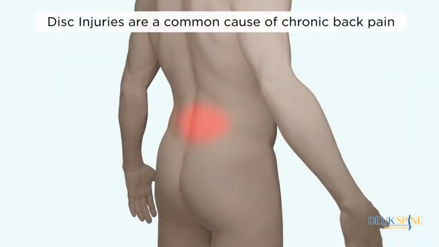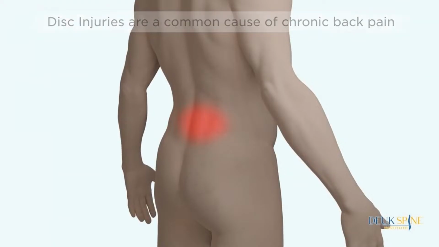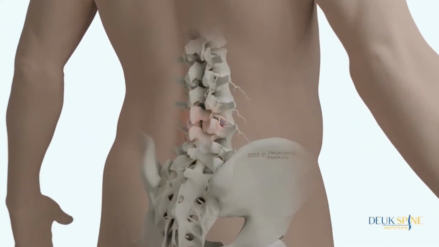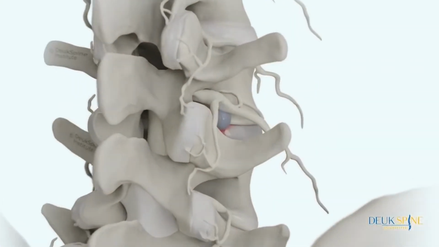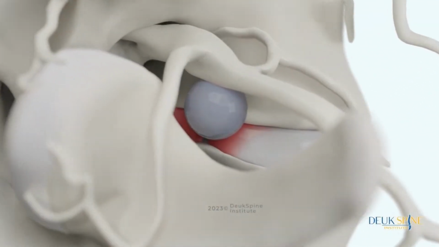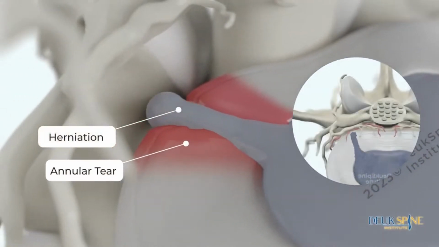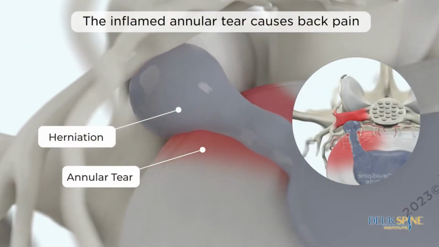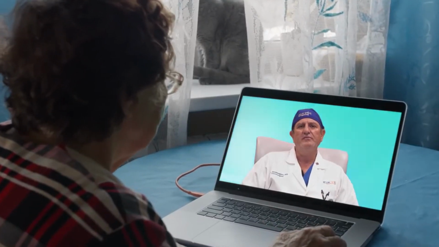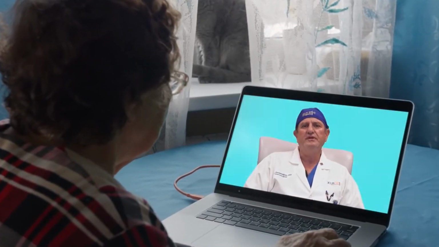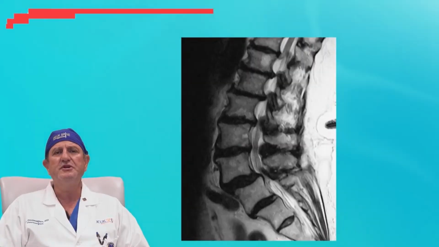Disc injuries are a common cause of chronic back pain. The inflamed annular tear causes back pain. Hi, I'm Dr. Duke Machen. We've just completed our free MRI review with Duke Spine Institute, and I've diagnosed you with discogenic back pain.